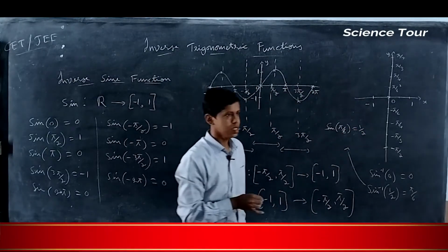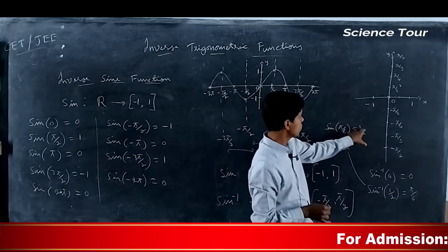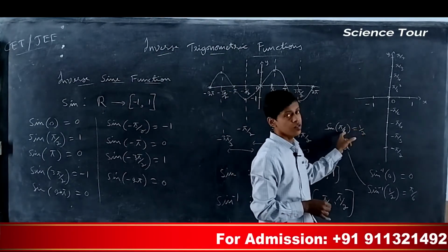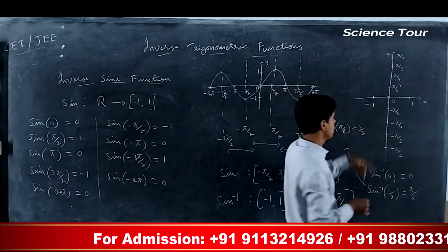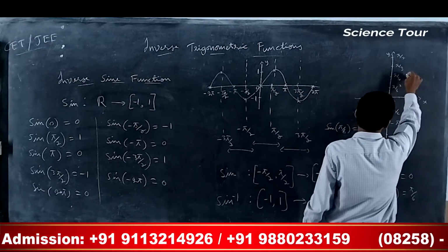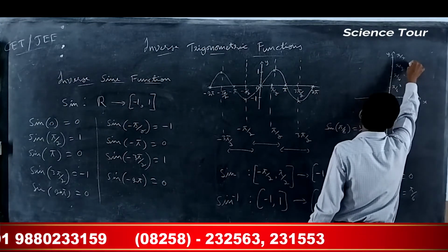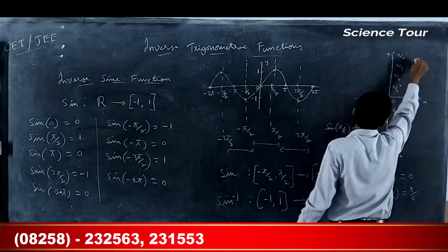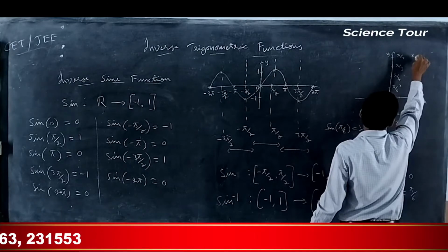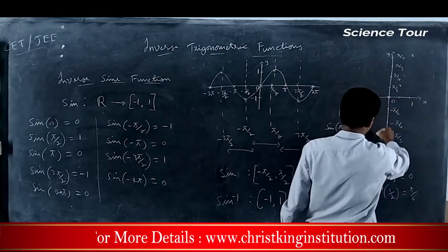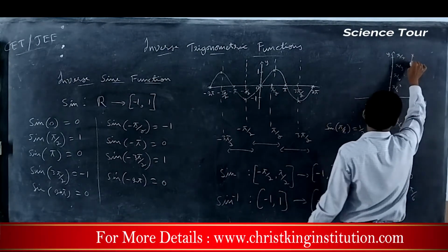Correct? Sine pi by 6 is half. What about sine inverse of half? Sine inverse of half is pi by 6. Alright, so similarly it goes on like this. Okay, so you have this angle and then this angle, and sine inverse of 1 is 90, so it will be a graph like this.